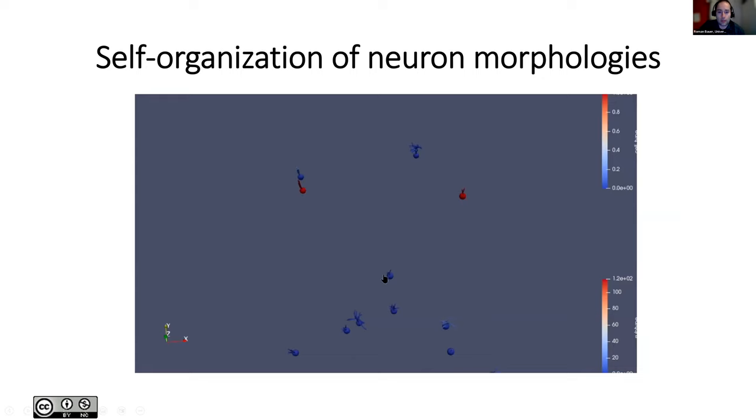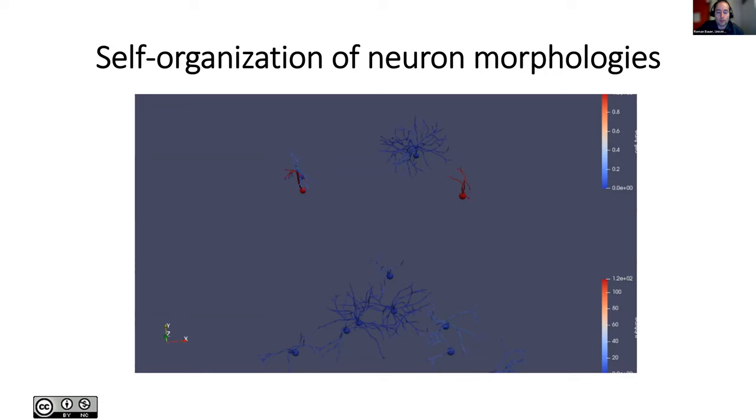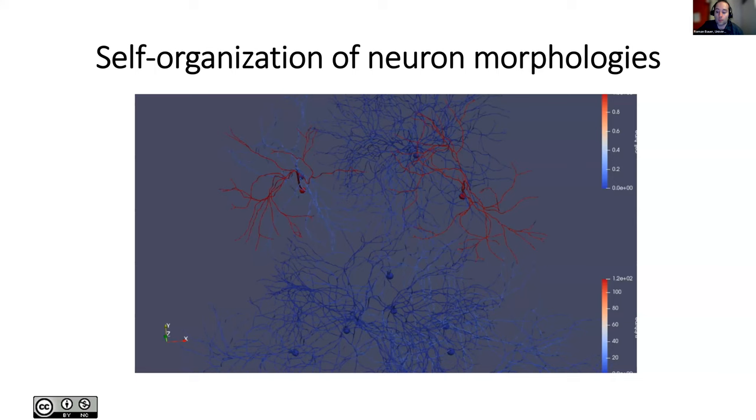So here you see an example simulation that was done with Biodynamo. You can see there are two different types of neurons with different colors, and essentially they grow out their axons and dendrites. And so we can generate highly realistic neuronal morphologies by using Biodynamo and by using this agent-based modeling approach. And what is also very important here is we can also take into account physical processes. So we can really model mechanical interactions, diffusion of substances, decay of substances, and so on.